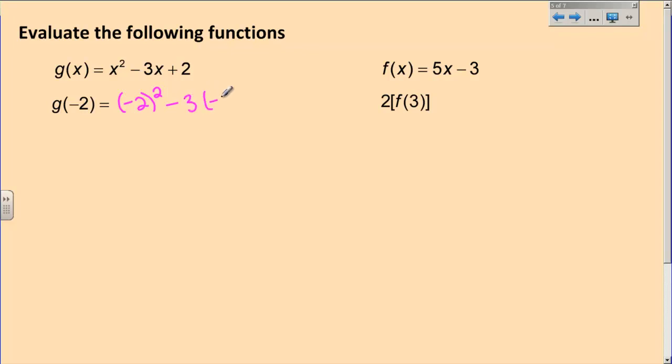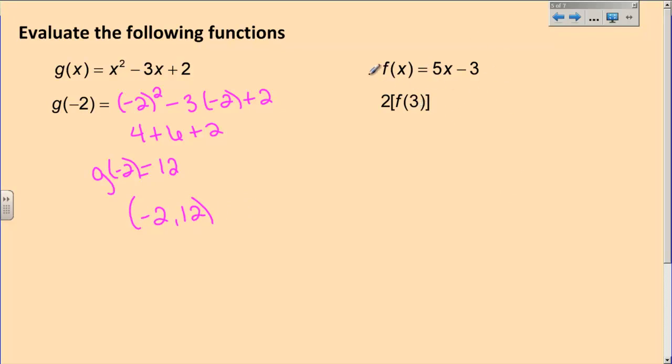So you plug in your negative 2's, and we'll just do the math. Well, negative 2 squared is going to be 4, and then negative 3 times negative 2 becomes positive 6 plus 2, and then when I add that up, 4 plus 6 is 10, plus 2 is 12. So this function at negative 2 equals 12. So graphically that means that when x is negative 2, y is 12. So it gives me this pretty little ordered pair. This would be the ordered pair on the graph.